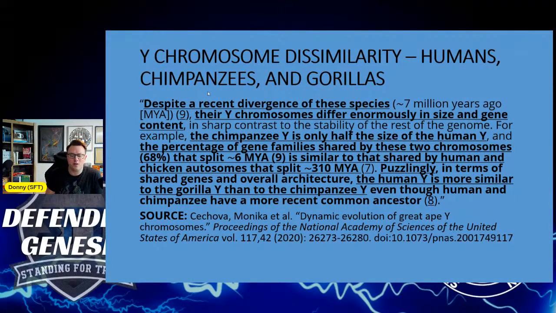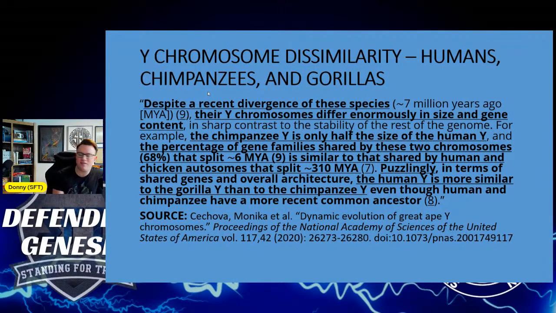Dynamic evolution of great ape Y chromosomes. Despite a recent divergence of these species, their Y chromosomes differ enormously. Notice this. Enormously in size. So it's not even moderate. It's not even a moderate difference. No, this is an enormous difference in size and gene content. The chimpanzee Y is only half the size of the human Y.